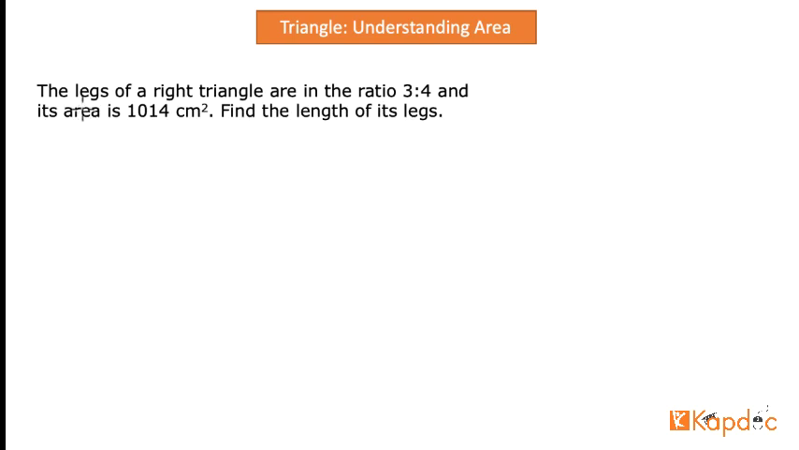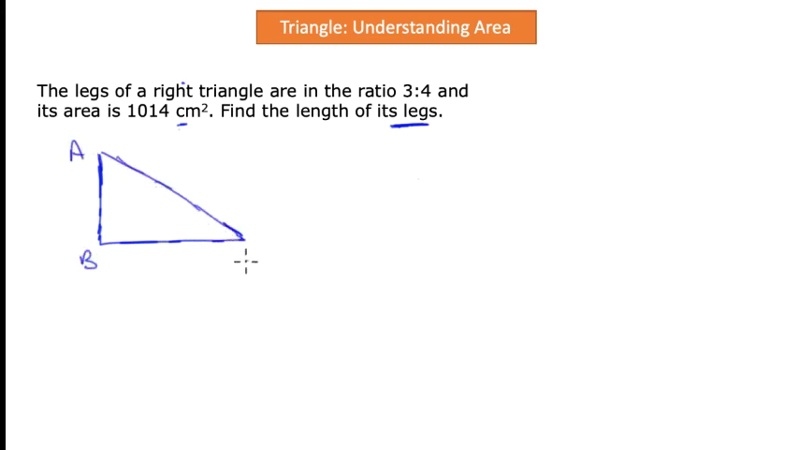In this problem, the legs of a right triangle are in the ratio 3:4 and the area is 1014 square centimeter. Find the length. This seems a little bit complex because we are given the area and the ratio of two legs, and we need to find the length of its legs. Let us draw a diagram to understand this problem better. If this is my right angle triangle ABC, what are the two legs of a right triangle? The legs are AB and BC, the two sides that make the right angle.